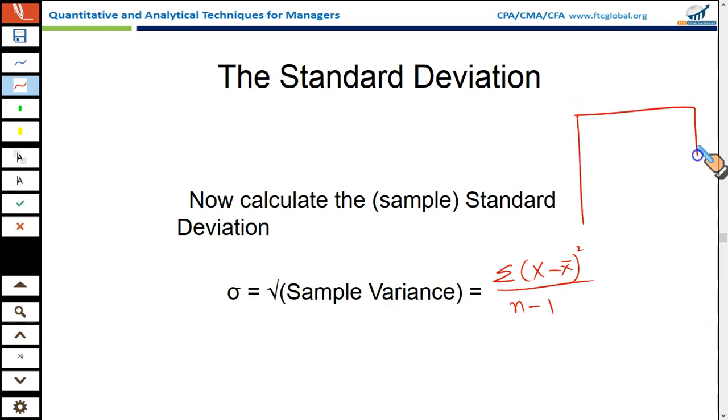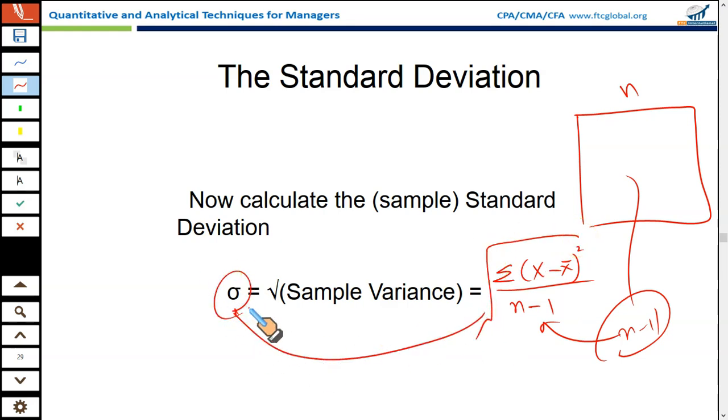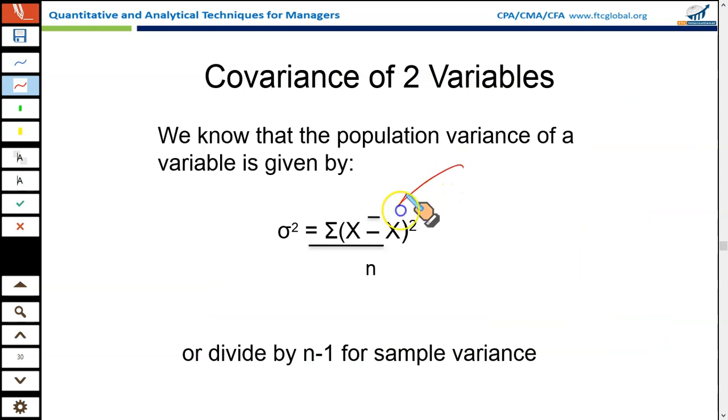Like, let's say this is your whole population representing n. A sample drawn from this population has to be smaller than the population, right? So it has to be less than the population, so that's n minus 1. So this n minus 1 factor provides a better estimate from a subset of the whole population. And of course, when you take the square root, it becomes standard deviation. Remember, just to emphasize again, dividing by n is the population variance, and dividing by n minus 1 will give you the sample variance.